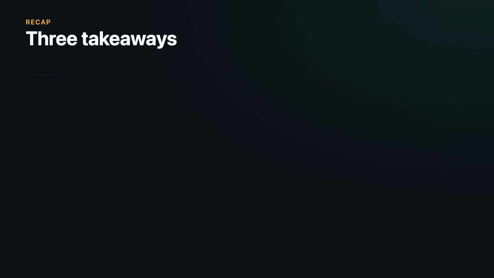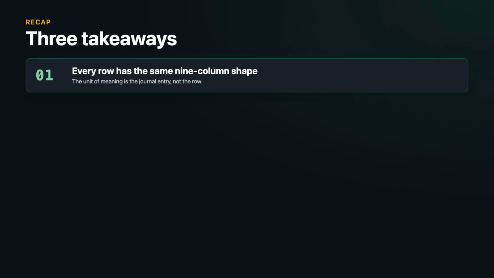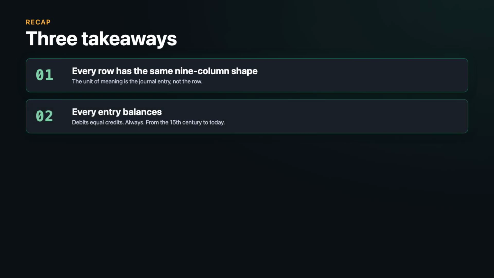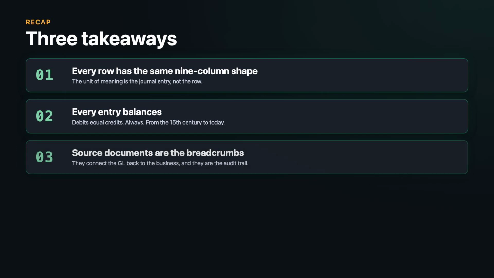Three takeaways from Episode 2. First, every row has the same 9-column shape, and the unit of meaning is the journal entry, not the row. Second, every entry balances. Debits equal credits, always. Third, source documents are how the general ledger connects back to the business. Without them, you can't audit defend a single number.